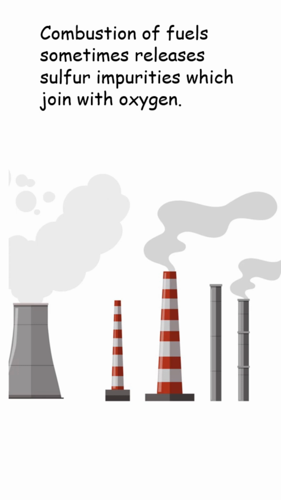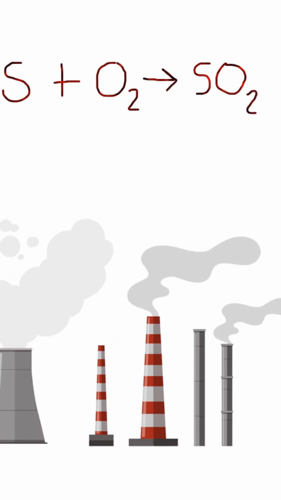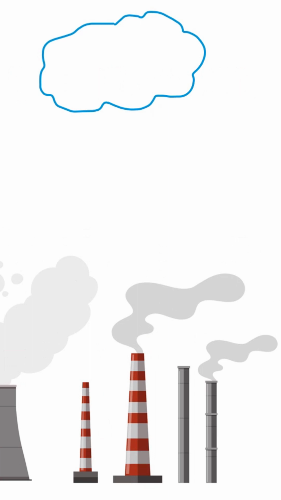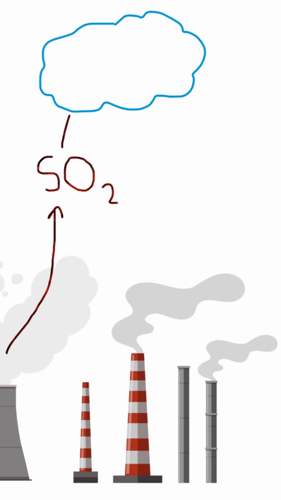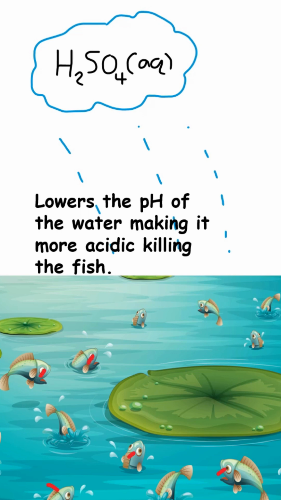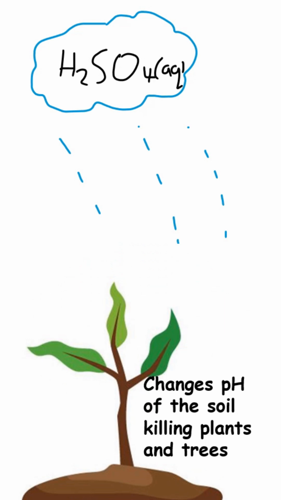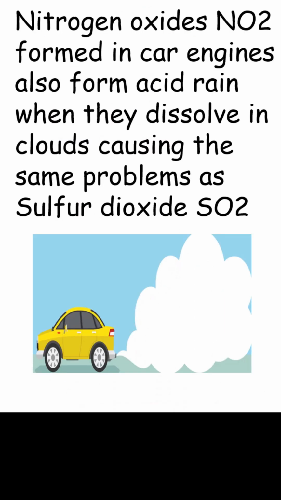Combustion of fuels sometimes releases sulfur impurities, which join with oxygen in the air. Here's the chemical reaction. Sulfur plus oxygen makes sulfur dioxide. This sulfur dioxide gas rises up into clouds and reacts with H2O, which is water in the clouds. It forms sulfuric acid. This lowers the pH of the water, making it more acidic and killing the fish. It also changes the pH of soil, killing plants and trees.